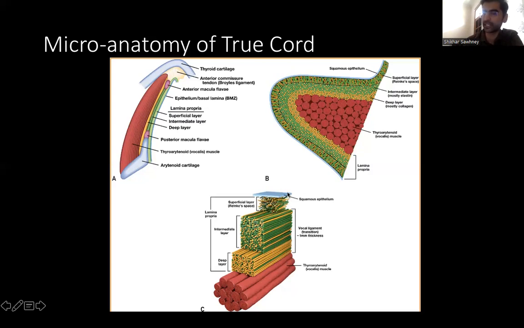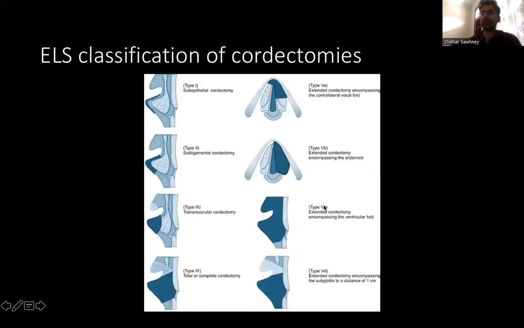Whereas the 2 superficial layers, the SLP, the superficial lamina propria, as well as the squamous epithelium, form the cover of the vocal cords. Together, this is called the body cover model of the vocal cords. Knowing about all this is important because based on this microanatomy, the European Laryngology Society has classified different types of cordectomies based on what layers of vocal cords are being removed. As we go progressively deeper into the layers of the vocal cords, the types of the cordectomies increase from type 1 to type 5.